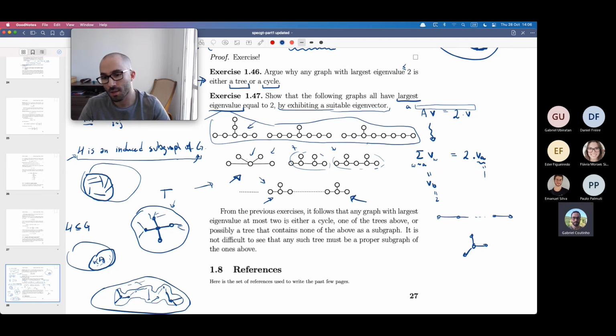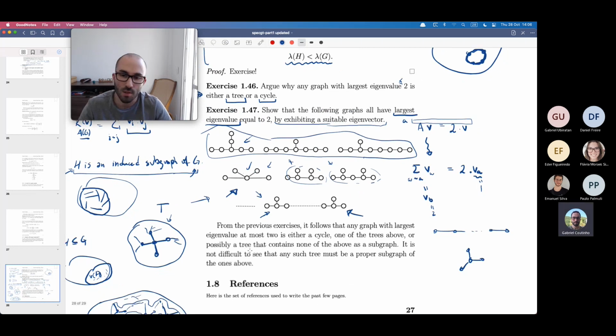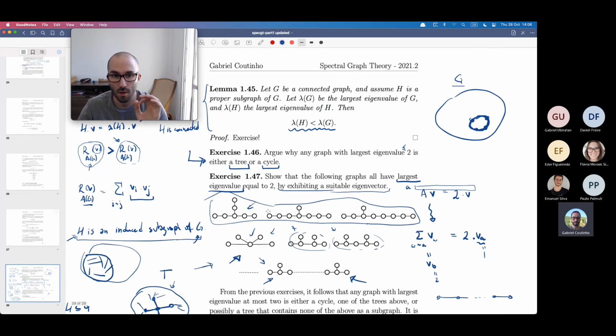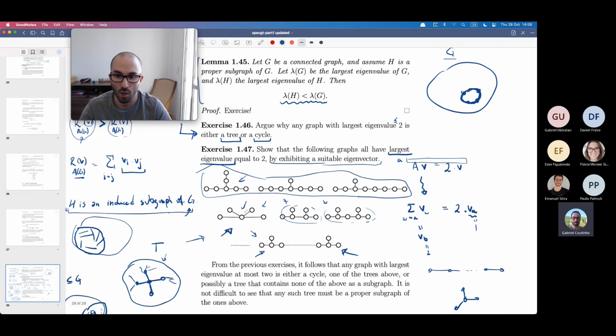So the conclusion is: the graphs with largest eigenvalue at most 2 are either cycles or trees. And if the graph is a tree, it is either one of these or a proper subgraph of one of these. So those have been completely, fully characterized. You have a finite number of examples and an infinite family, the paths on n vertices, or the paths with 2 vertices in the end like that.